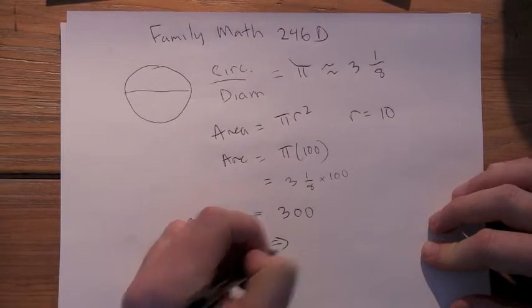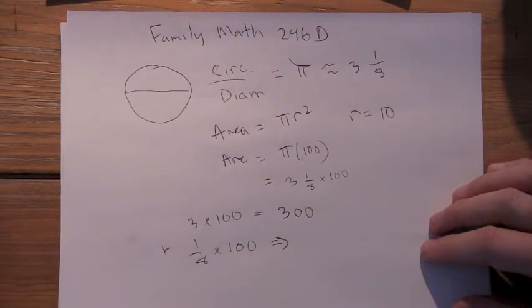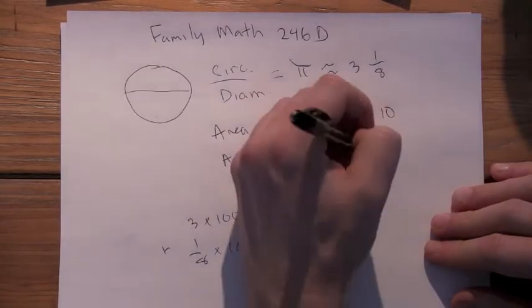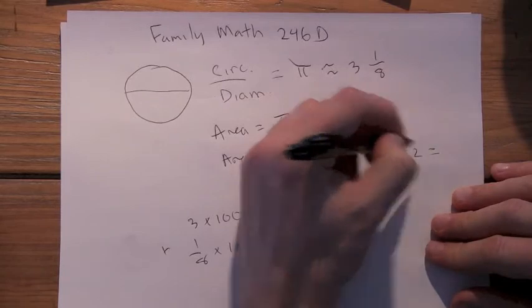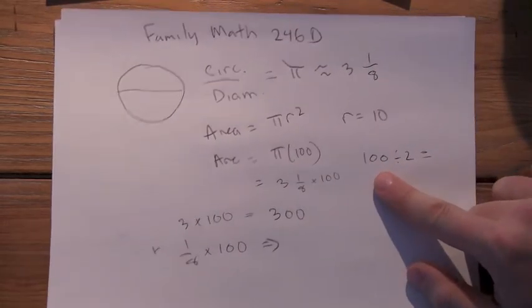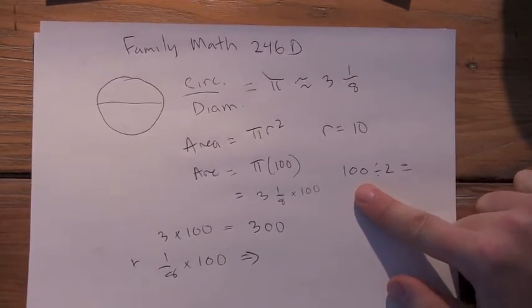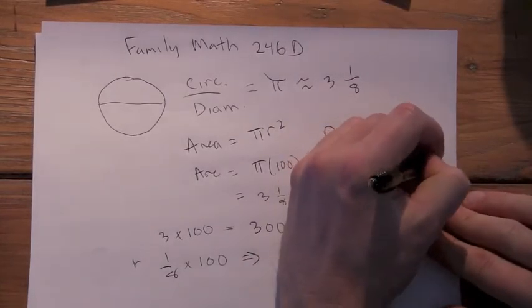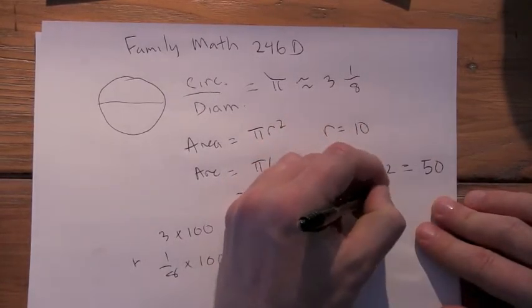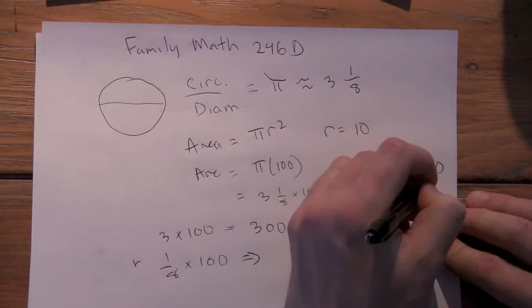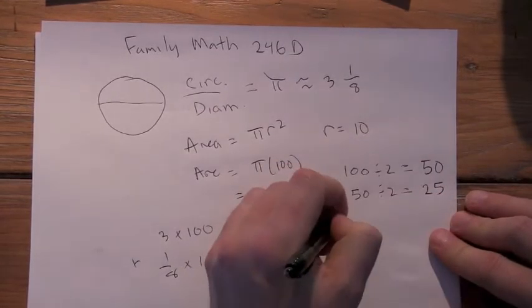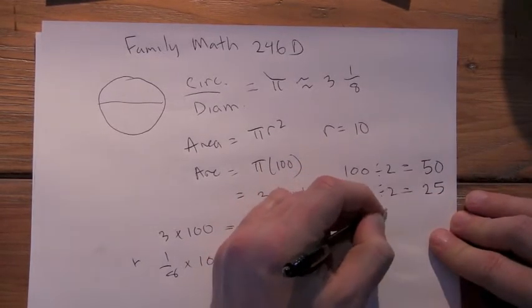But all we need to know how to do is divide by 2. We'll just have to divide by 2 three times. So 100 divided by 2 is 50. 50 divided by 2 is 25. 25 divided by 2, finally I have to break this into pieces.